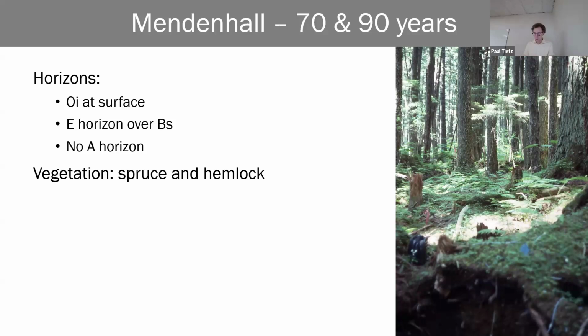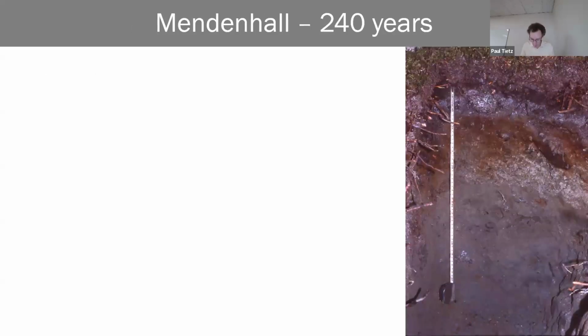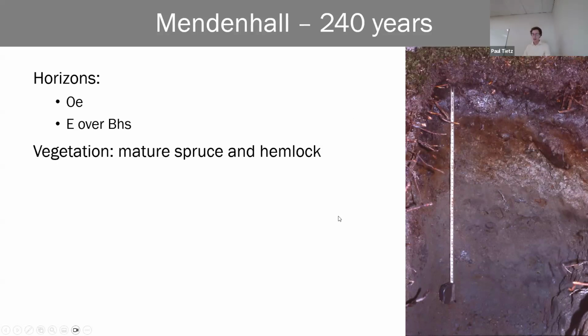And then as development continues up to 240 years ago, we have this Oe horizon, which is one of the older forms of O horizon, more progressed decomposition of organic material, and then an E horizon over Bhs. Now we form this h, which is like the humic materials, humic substances, that really orangey color underneath the E horizon under a mature spruce and hemlock stand. So this profile forming under only 240 years, kind of as a measured chrono sequence.